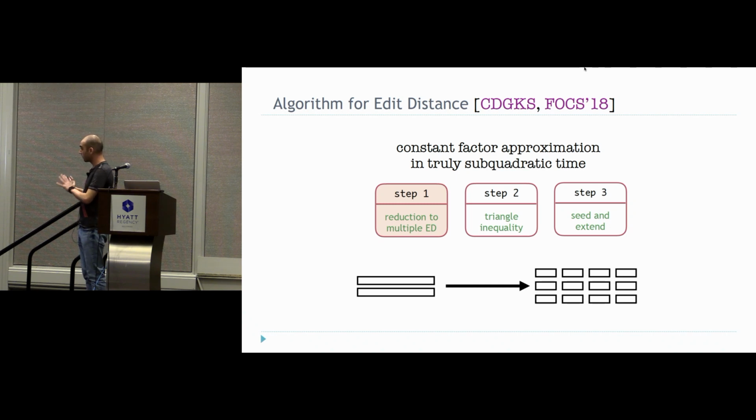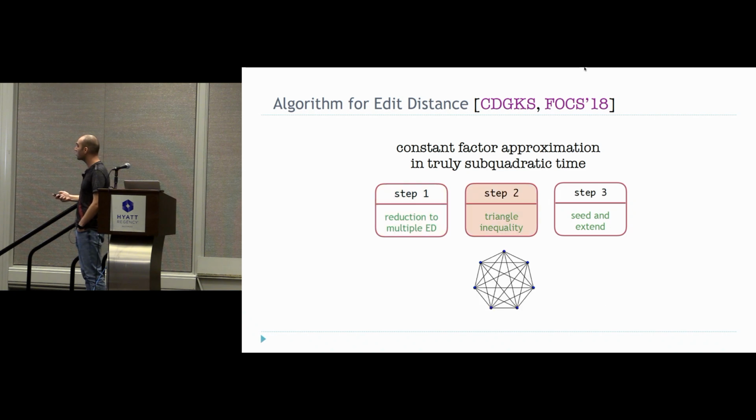They make a graph from the windows. I'll tell you how exactly they make it. But then the question becomes, what are the edges in this graph? They discover the edges in 2 steps. Step 2 handles the case that the graph is dense. For that, they use triangle inequality. And step 3 takes care of the case that the graph is sparse. So for this talk, I'm going to skip step 1 and step 3. I'll just tell you what they do in step 2. And then I'll tell you how we change it to get a solution for LCS.